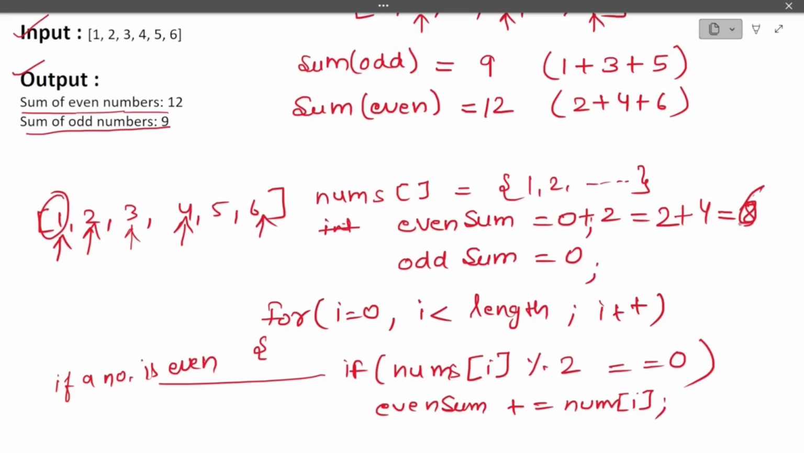So the next time when we encounter 6, this condition will be true again, and we will add 6 more. So at the end we will get 12 as the output. Let's see the odd condition now.